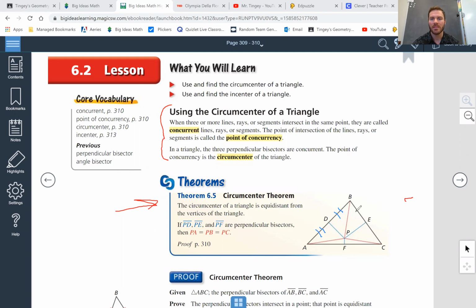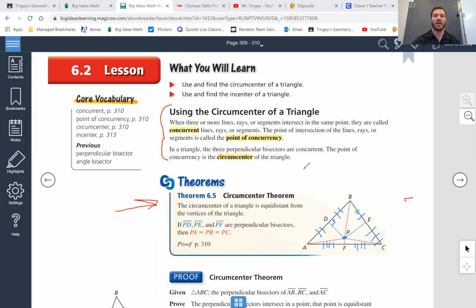Maybe I'll try my finger here. 1, 2, 3 is congruent with that one. And then 1, 2, 3, 4 and 1, 2, 3, 4. Those are congruent to each other because these perpendicular bisectors cut in half at a right angle, and where they meet is called the circumcenter, which is going to be the same distance from all three vertices, those angles. Put that in your notes.